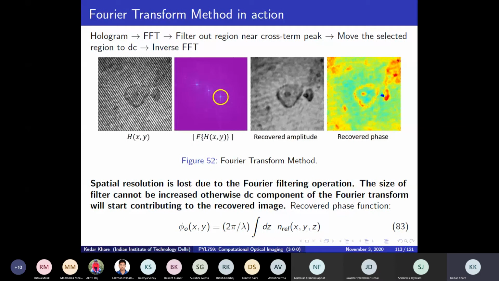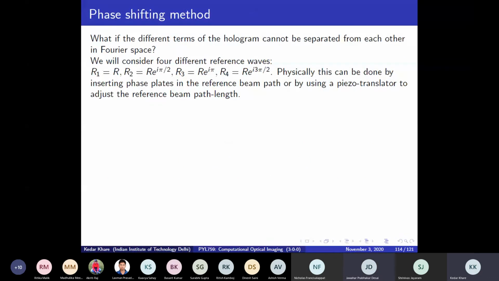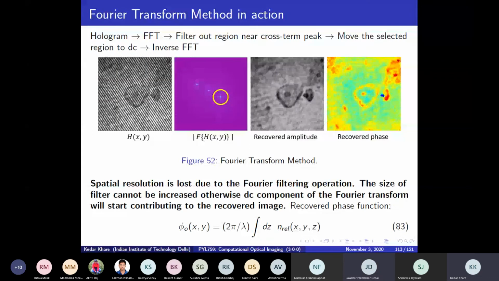Let's look at another possible method. Sir, in the previous one, how do we get this n relative? N relative you cannot get unless you know what the material is. Okay. When you have the phase function alone, it is actually a product of the thickness of the cell and the refractive index in some sense. It is the optical path difference information. The thickness of the cell and the n are not available from the phase function separately.